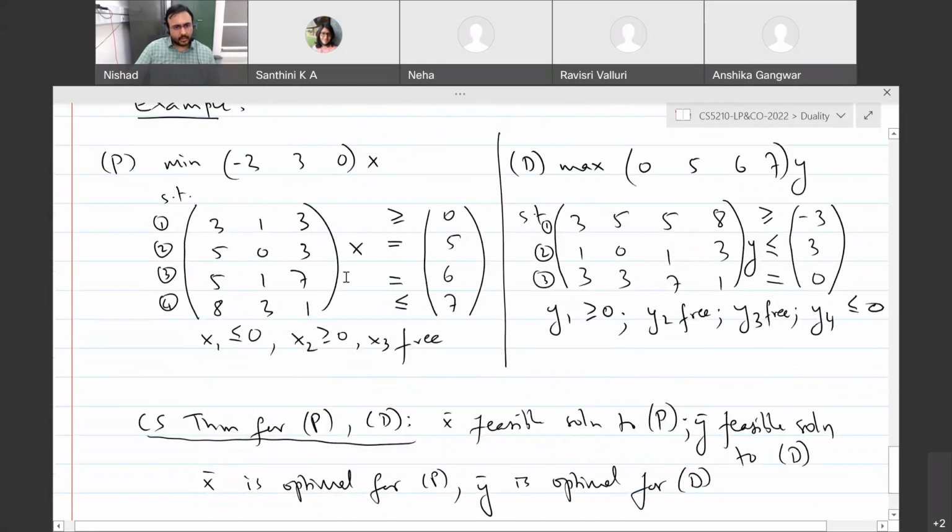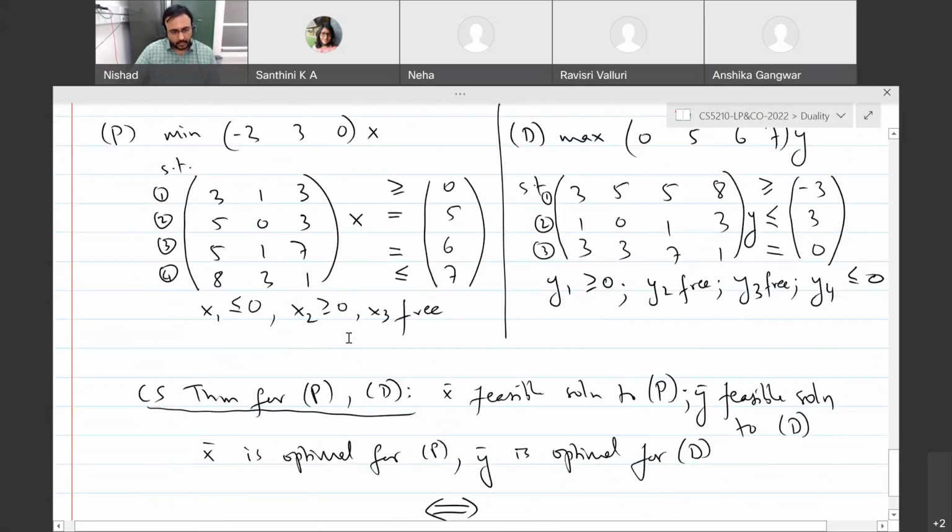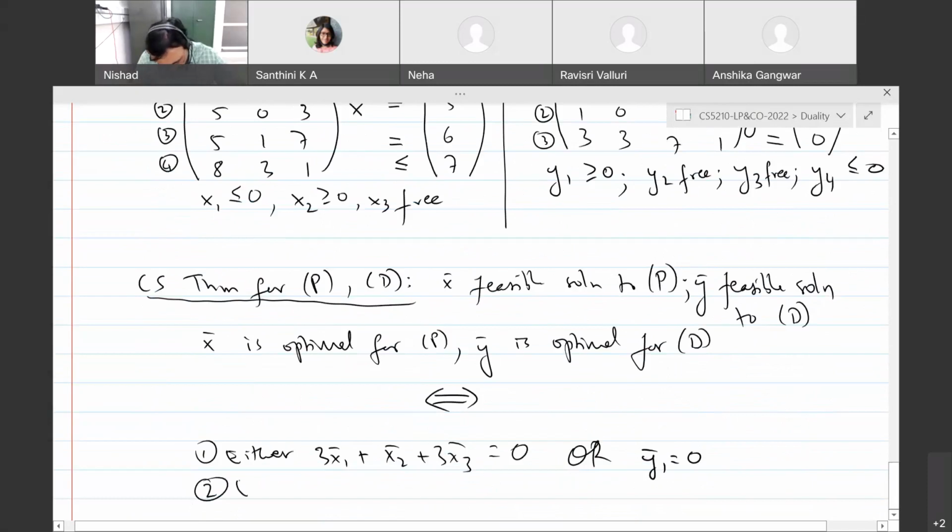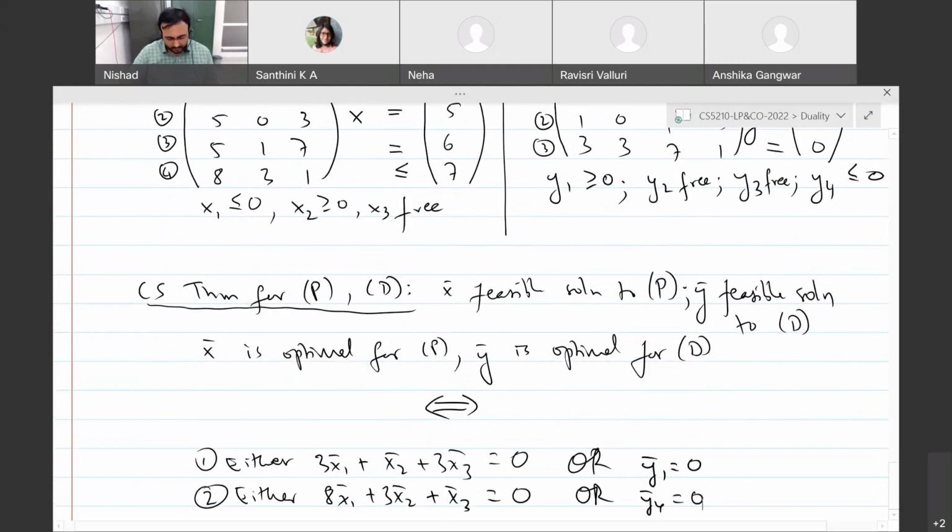Okay, let's look at the next one. These two are equality constraints, so they don't give us anything. The last one here is 8x1 + 3x2 ≤ 7. Either that is equal to 7, or the last dual variable y4 bar is equal to 0.